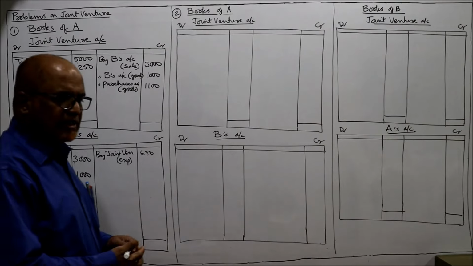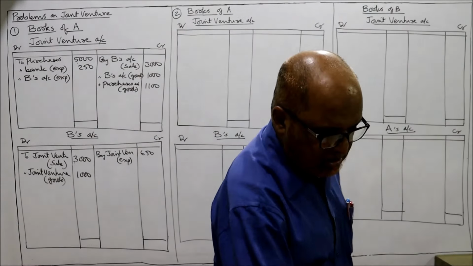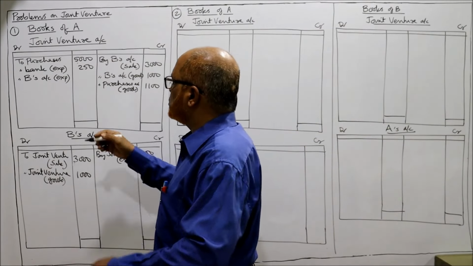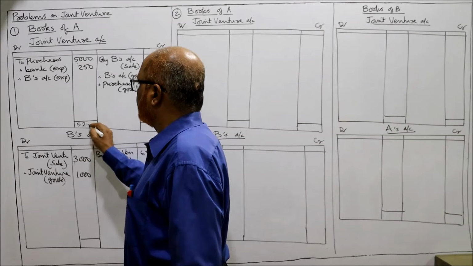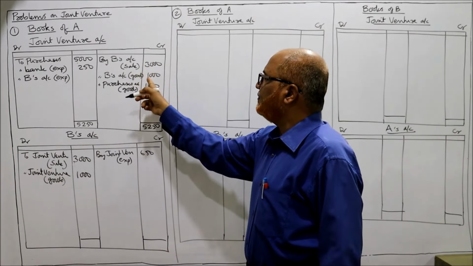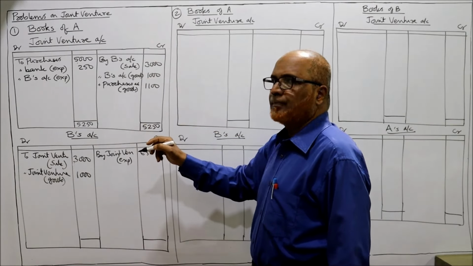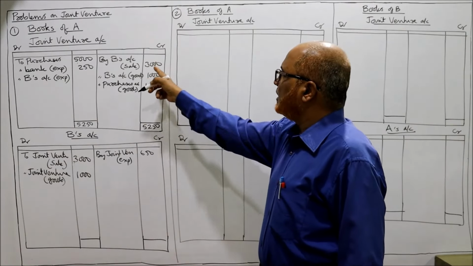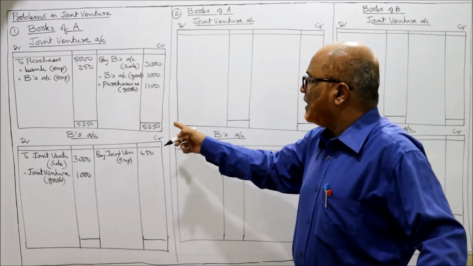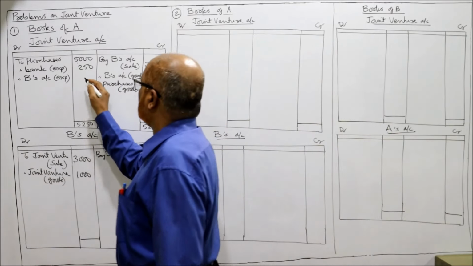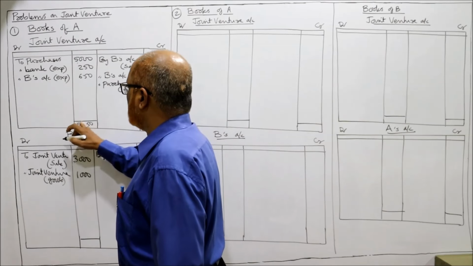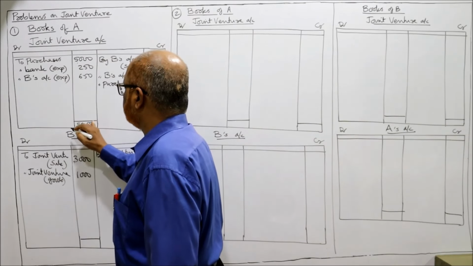Now we have to find out whether there is profit or loss on this joint venture. If you find out the debit side, 5,250. Debit side is more. Credit side 5,100. Here B's expenses we have not taken, 650. So 5,250 plus 650 gives 5,900 on the debit side.